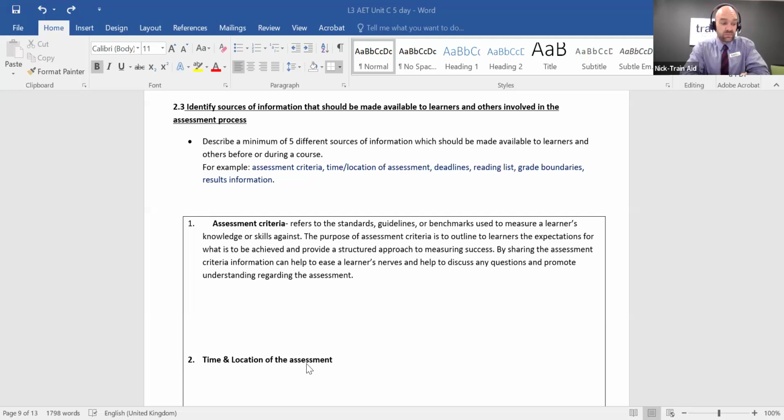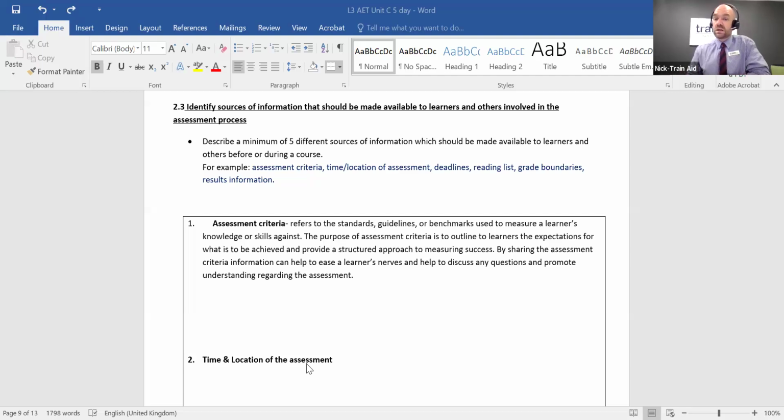identify source of information that should be made available to learners and others during the assessment process. So it's very important we of course let learners know and also staff members know about details of assessment for your courses to run smoothly as well.